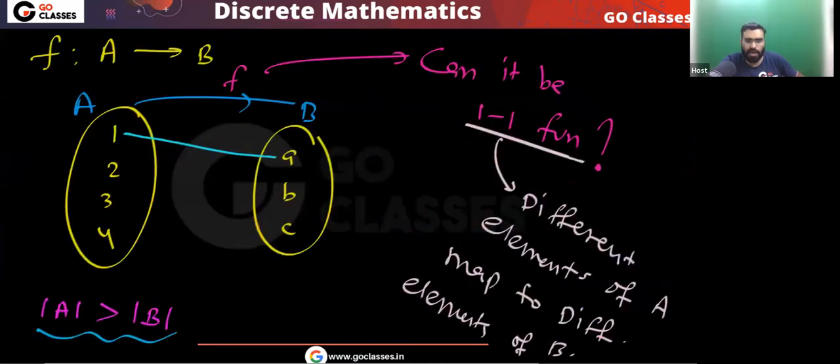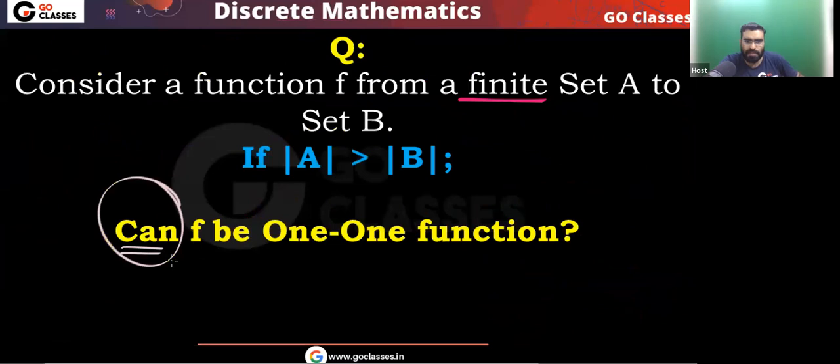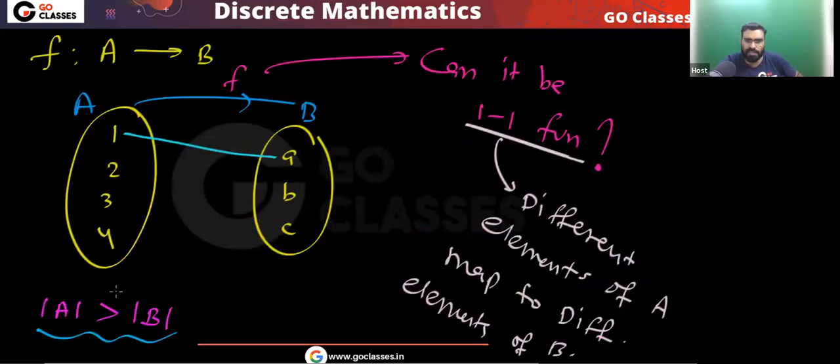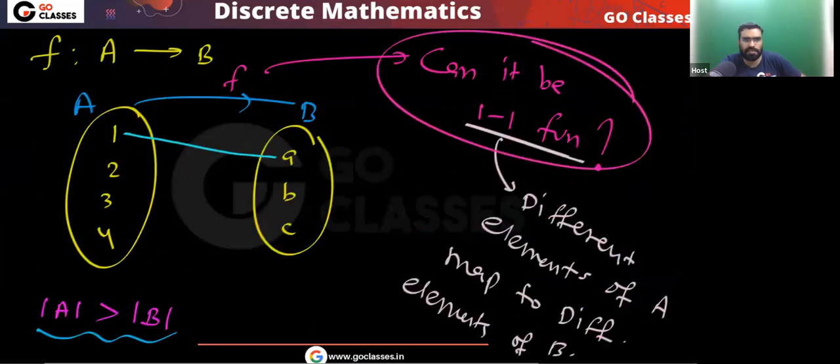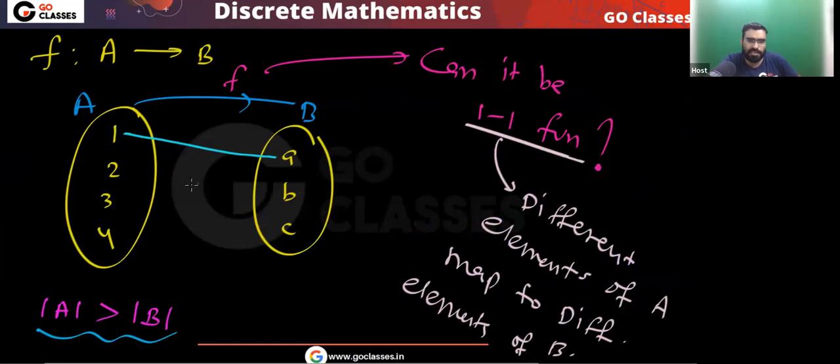So tell me, now I'm asking, is it possible? Is it possible that this function can be one-to-one? So let's try to create a one-to-one function. So this one is mapping to A. So this 2 cannot map to A because I want to create a one-to-one function.